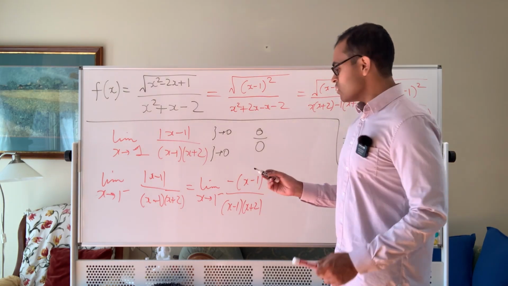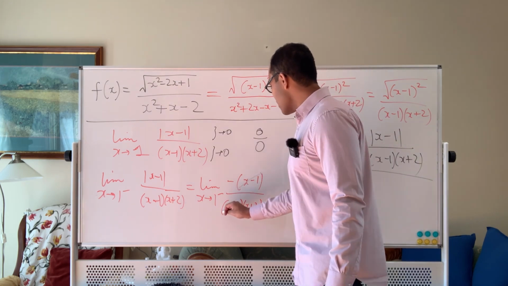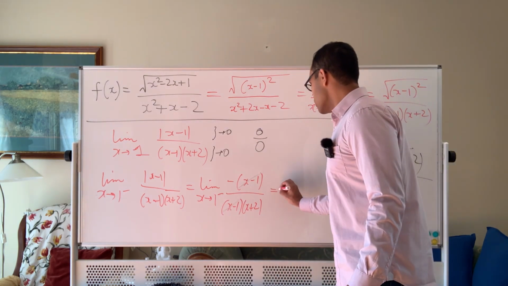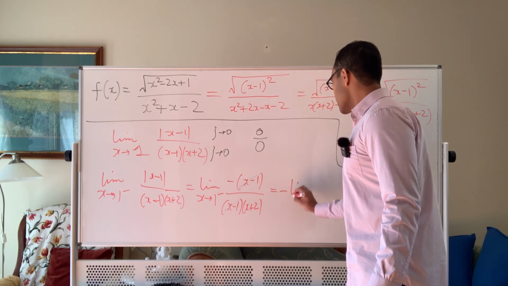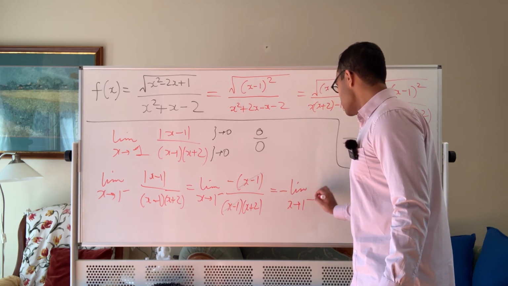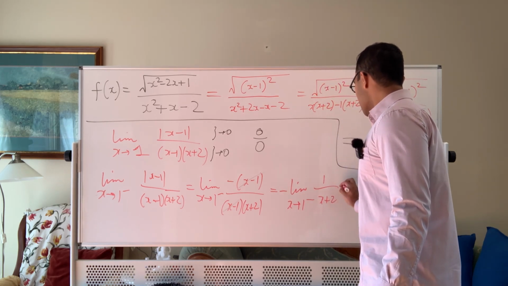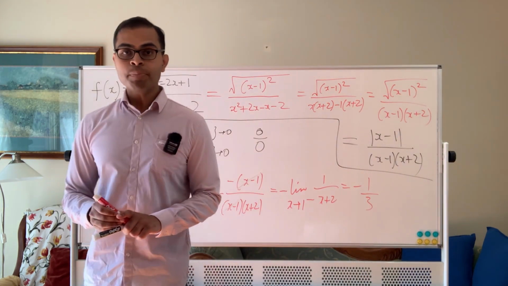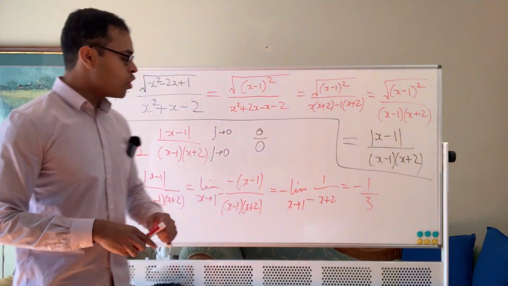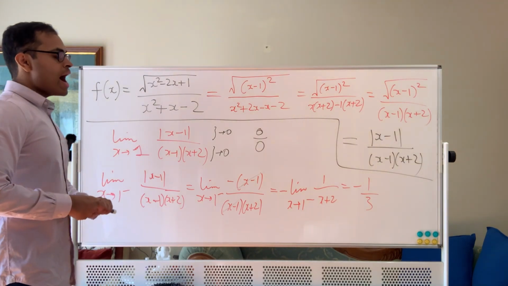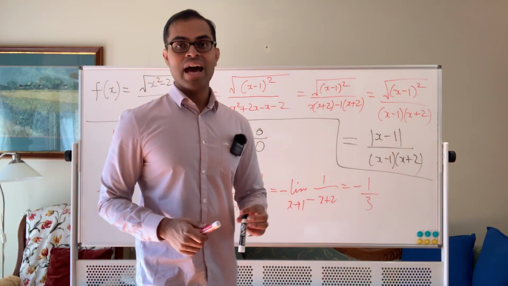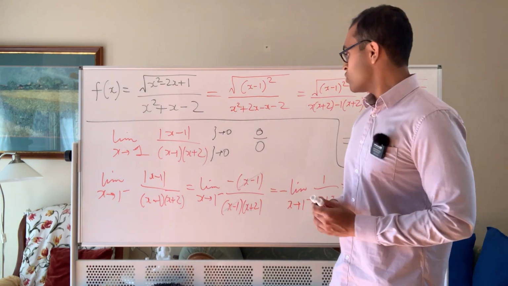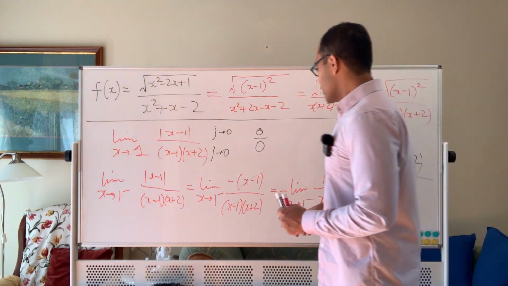Again, it's a 0 over 0 limit, but x is approaching 1, not exactly 1. And now you can work out that this is going to equal negative of the limit, because the negative sign can come out as a constant, of 1 over x plus 2, which is going to be negative 1/3. So we see that the sign flips depending on which direction you approach. Therefore, the left-hand limit and the right-hand limit are different, so the limit doesn't exist as x approaches 1.